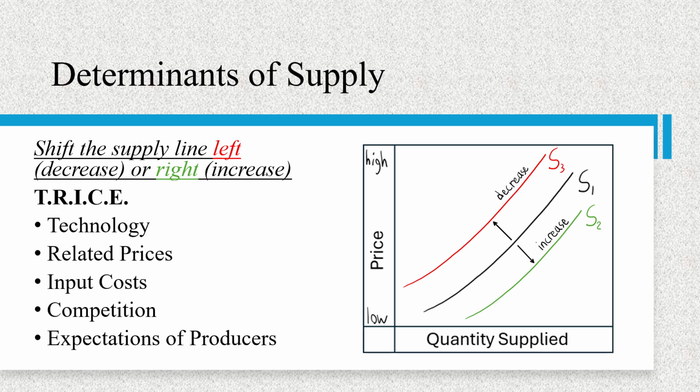Competition, this is just a word for how many producing firms there are. If there's more firms producing a certain good, then overall there's going to be more supply across the market for that good. And finally, the expectations of the producers, which is essentially when producers expect the price of a good to go up, they will produce more in anticipation of that price rise to capitalize on that increase in price.